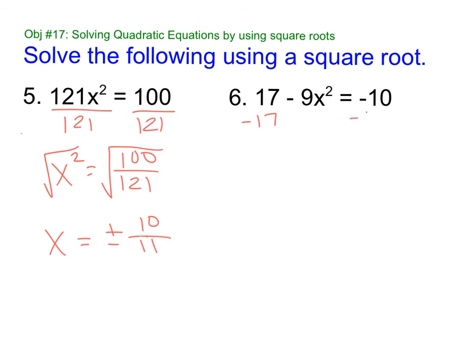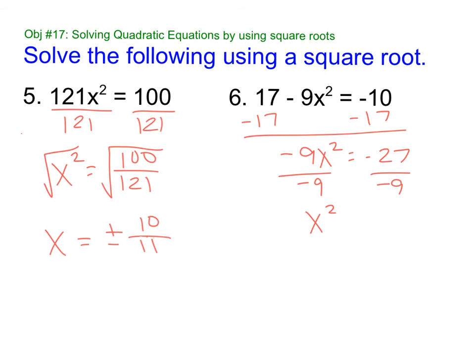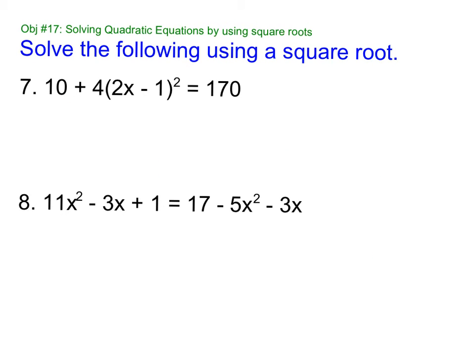Minus 17. Again, we're trying to isolate our x squared. Divide by negative 9. x squared equals 3. To get rid of the square, we take the square root. x equals plus or minus root 3. Can we simplify? We can't. We're done. These are almost easier, the ones that aren't perfect squares, because a lot of the time you just say, okay, whatever, I'm done. Can't do anything else. All right, these are the very last two, and we are done.